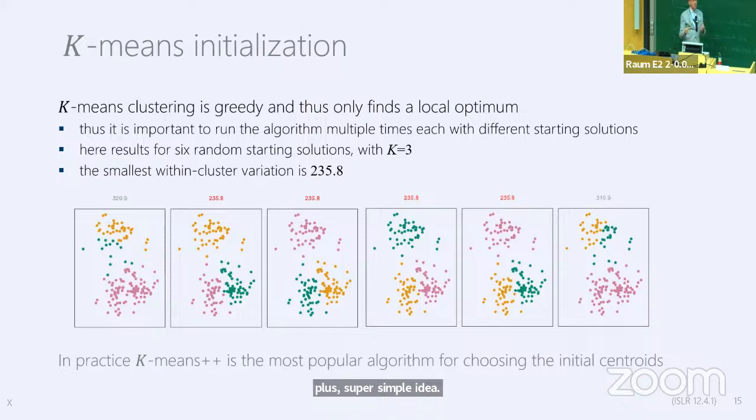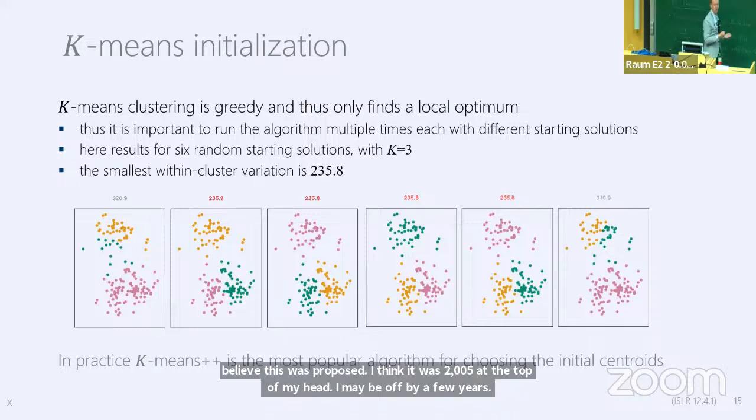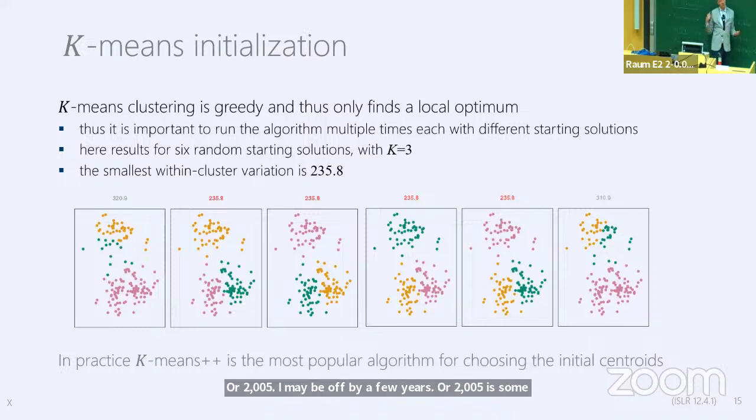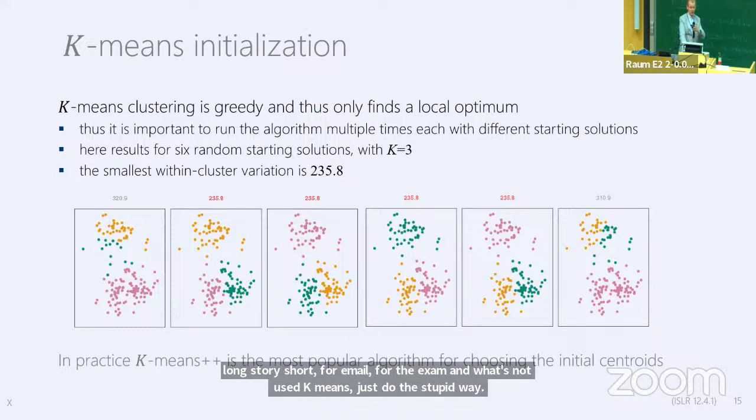Anyway, k-means plus plus, super simple idea. I believe this was proposed in 2005, off the top of my head. I may be off by a few years. Well, 2005 is some time ago, but at the same time, for such a simple idea built on top of an algorithm that has already existed for essentially 40 years, right? But this happens a lot in machine learning land. There's all of a sudden a result that improves quite massively over something that is ancient. Good. So, long story short, for EML, for the exam and whatnot, use k-means, just do it the stupid way. If in practice you want to use k-means plus plus, by all means, right?